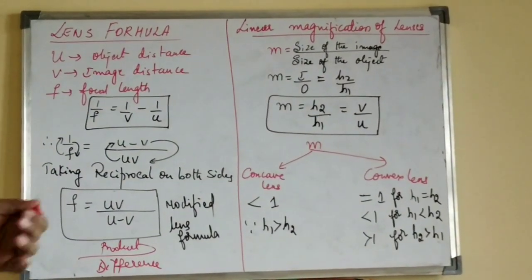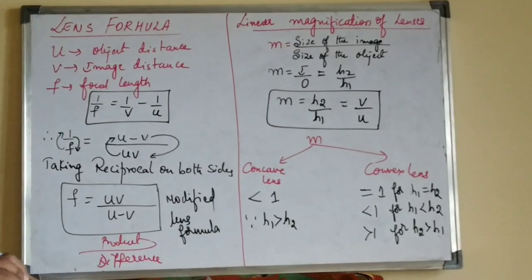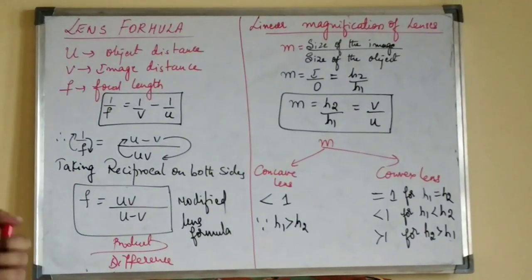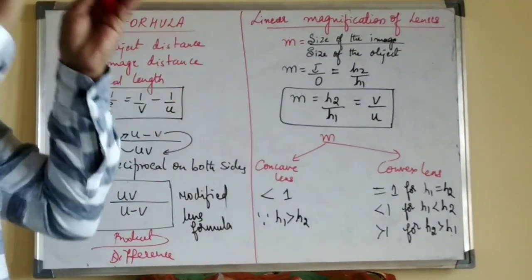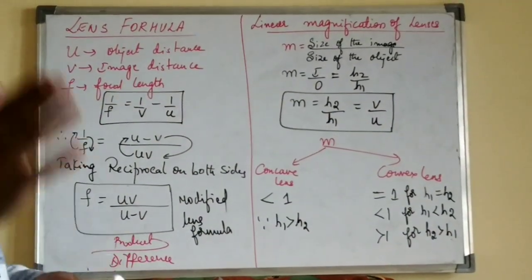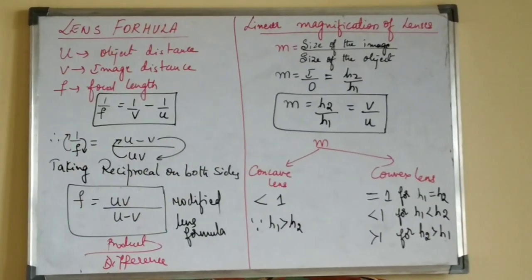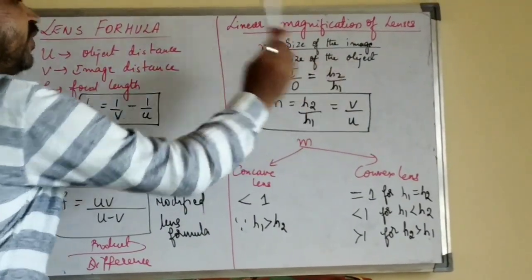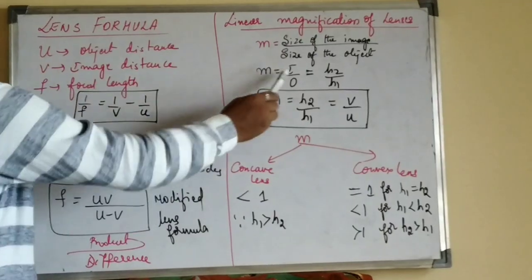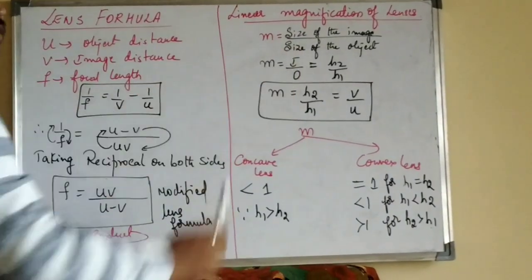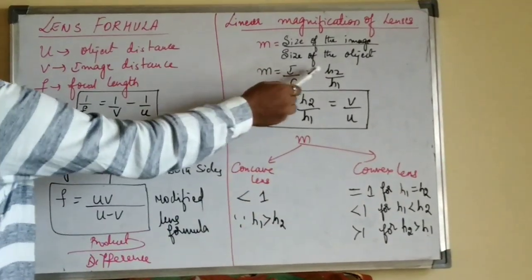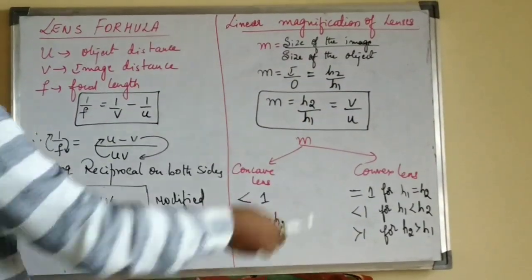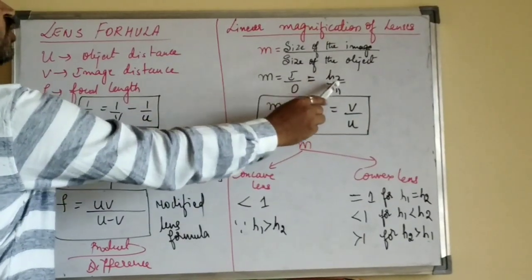Just like in mirrors, this linear magnification gives the relationship between the size or height of the image, the height of the object, and also the object distance and image distance. But magnification is always related first to the size of the image and the size of the object. So magnification is defined as the ratio of the size of the image to the size of the object. So I have written m is equal to size of the image, capital I, by size of the object, O. But the size of the image is nothing but the height of the image, that is H2, and the size of the object is the height of the object, that is H1. So m is equal to H2 by H1.